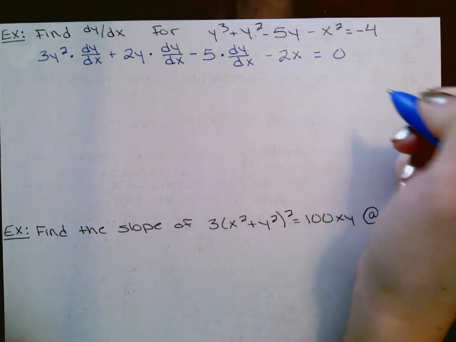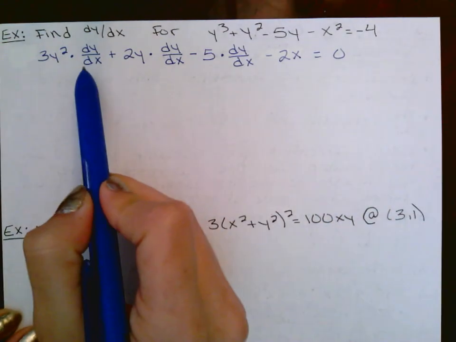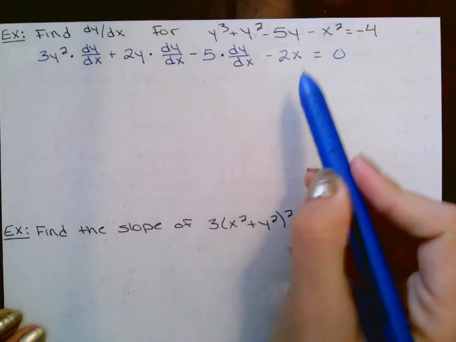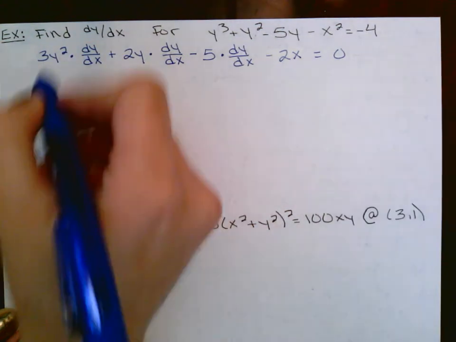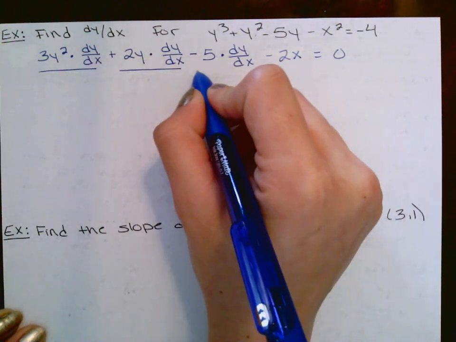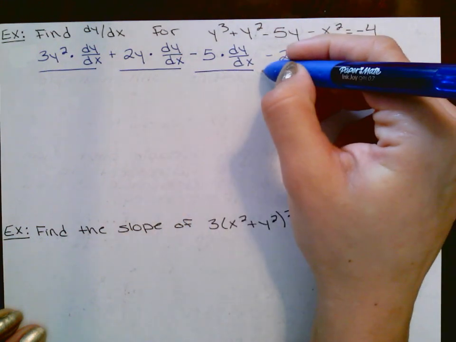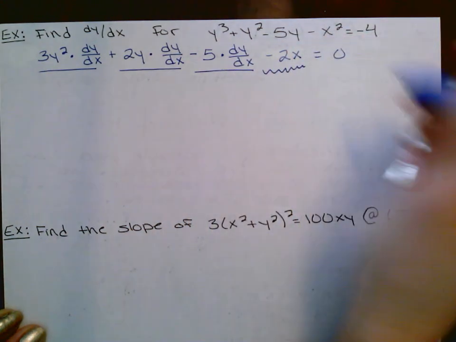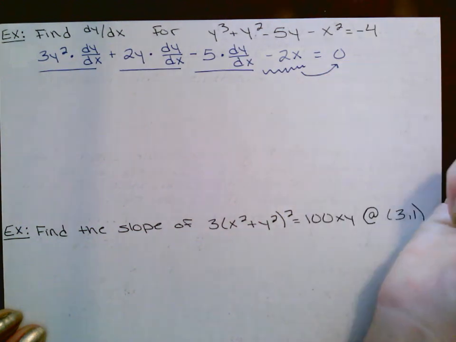I apologize. So now, anything that has a dy dx is going to go to the left, and anything without is going to go to the right. So dy dx, dy dx, dy dx. This one does not have a dy dx, so this one is going to go over to the right side.